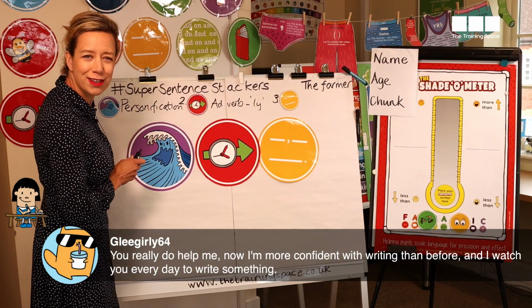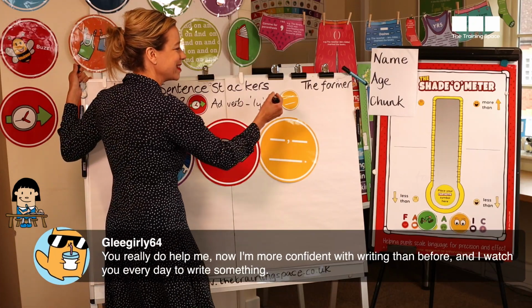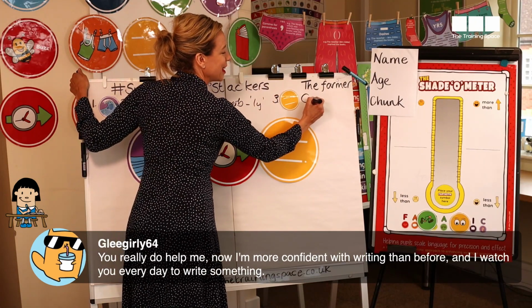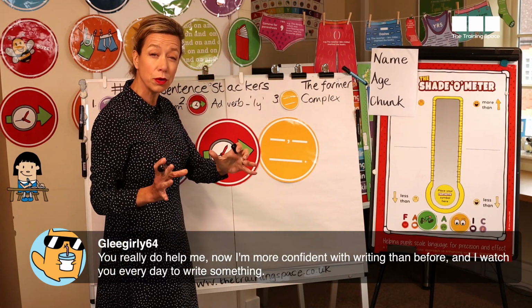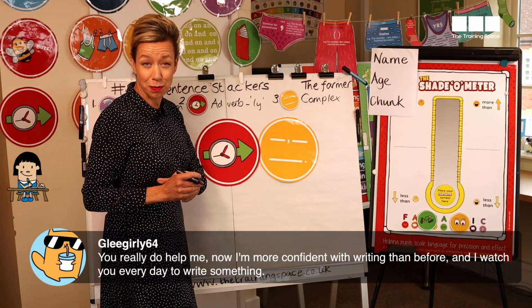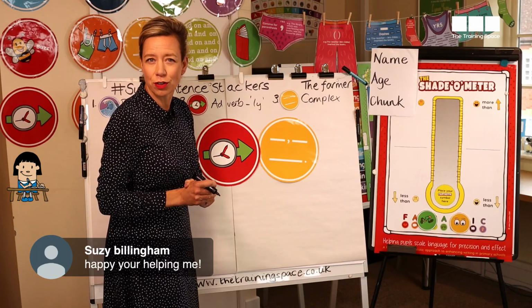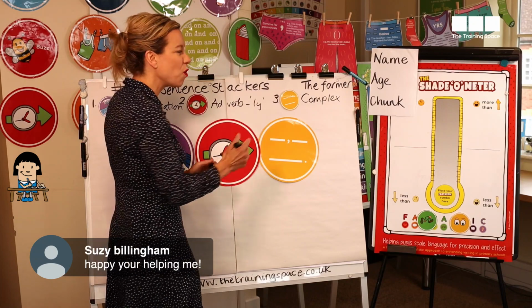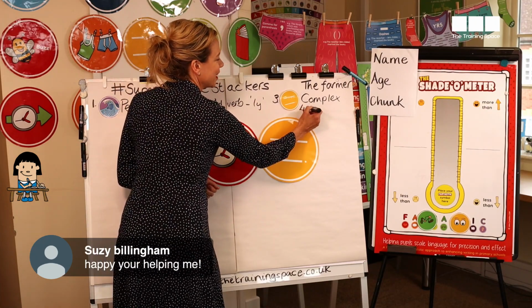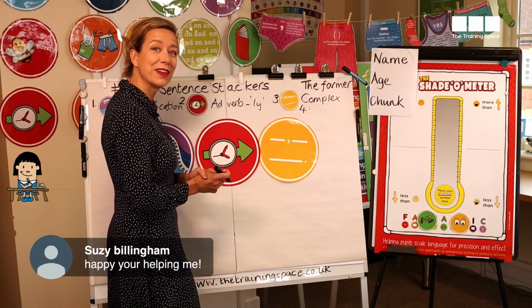And the third area we're going to be looking at today is complex sentences. I'm going to challenge you to include some conjunctions, some subordinating conjunctions. And there are 4 to choose from today. I'm going to write those down.